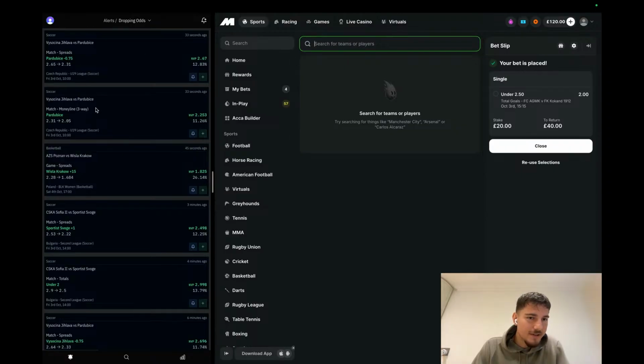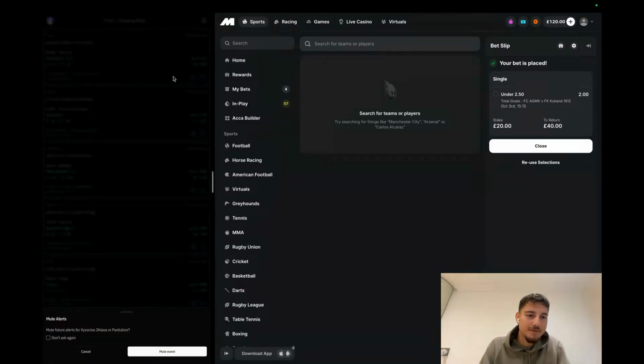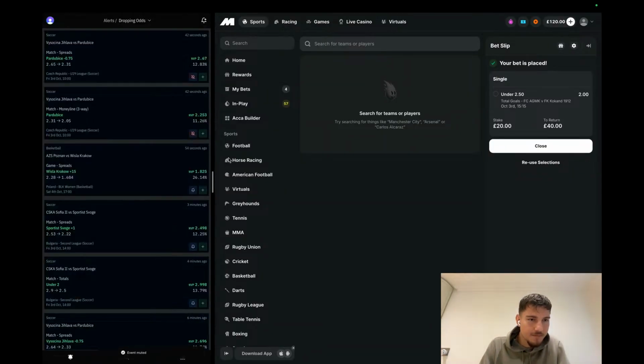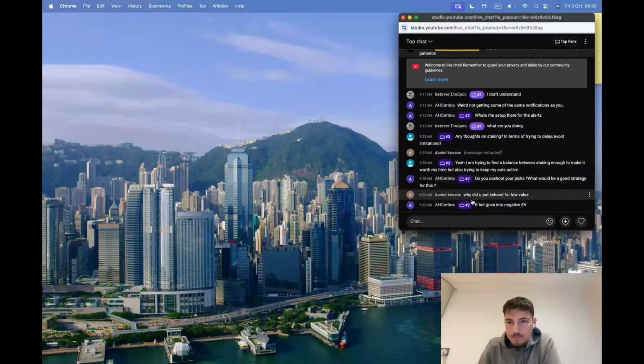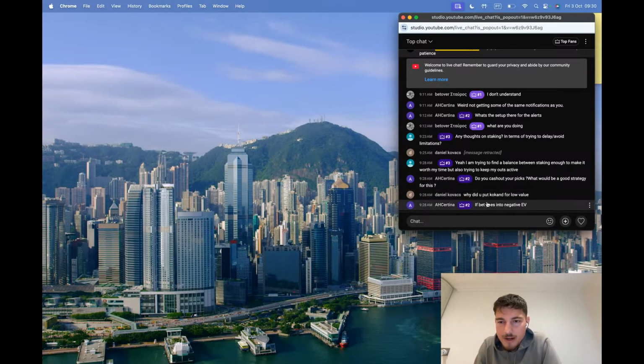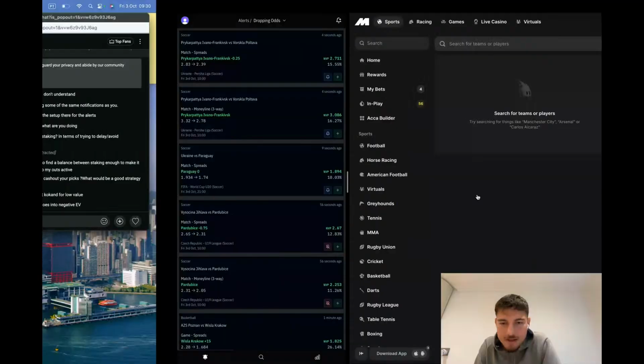So I keep getting alerted for this event, but I don't actually have it on my book, so I'm just going to mute it. Why did I put Koken for low value? So let's check that bet.